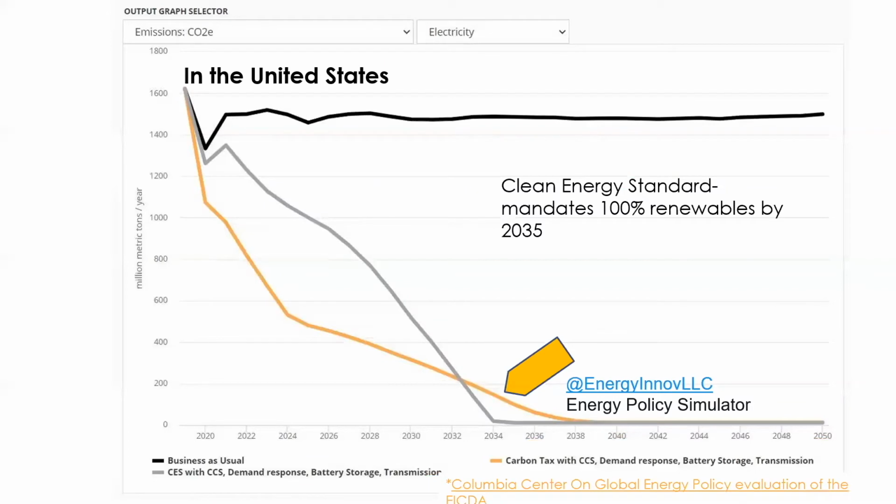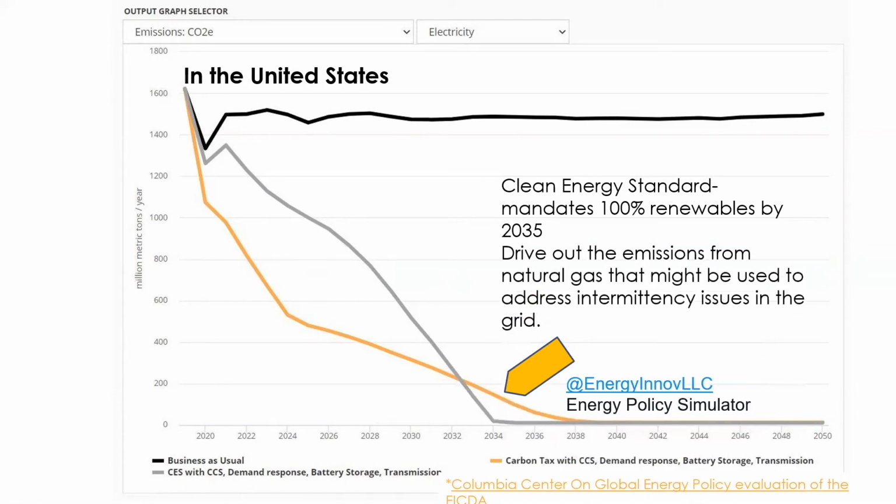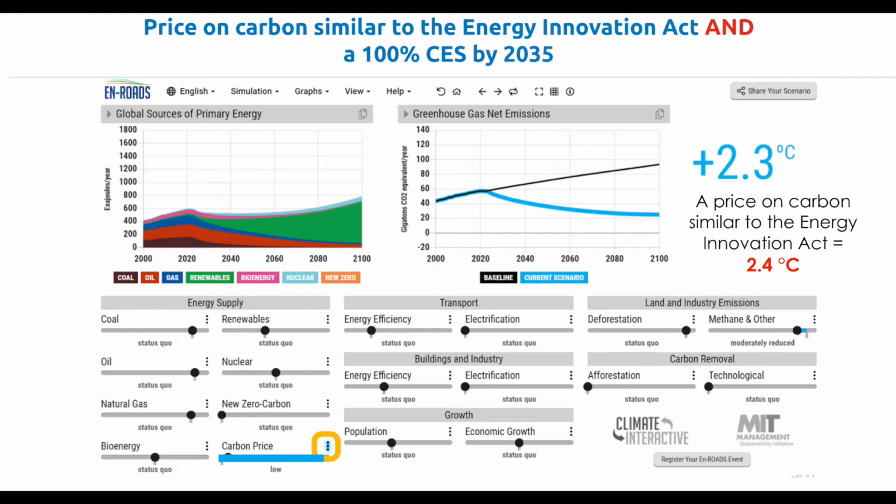Now, the clean electricity standard, again, also does phase out coal, but a little bit less quickly. Where it's really helpful is near the end of this graph, around 2035. See how it has a pretty abrupt end and actually crosses under the gold line. In this area, because it mandates that all fossil fuels are out by 2035, it could be more effective at driving out emissions from natural gas that might be used to address intermittency issues in the grid. The price may not get that very last little bit out quite as quickly. So it really is a yes, and both policies are good.